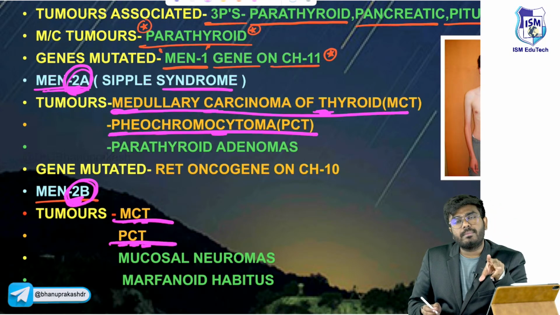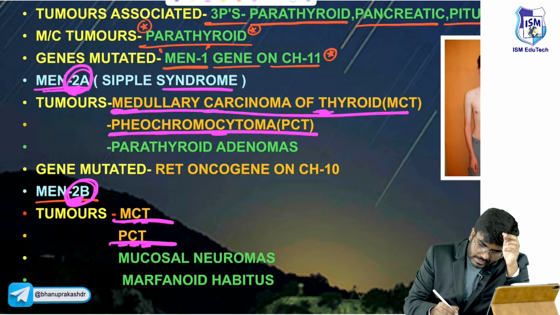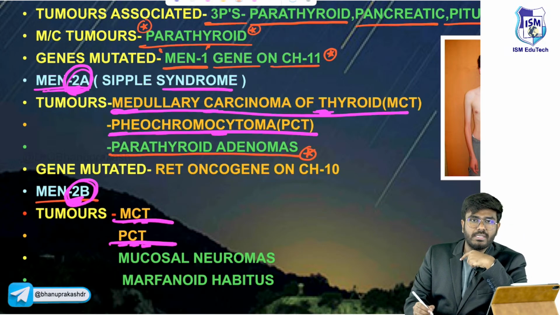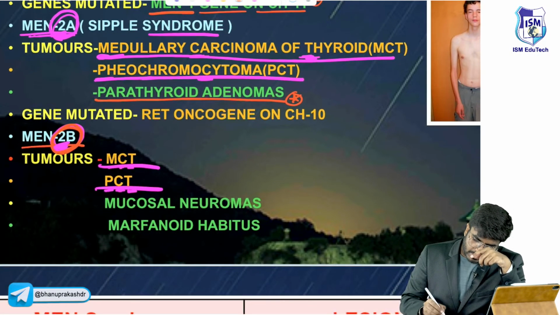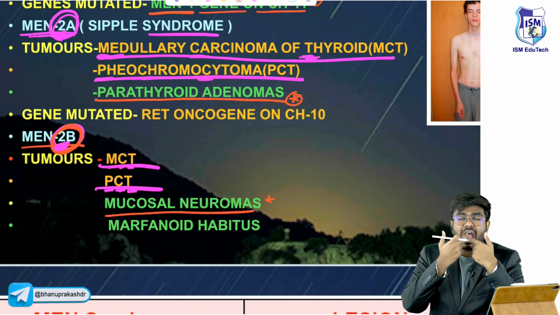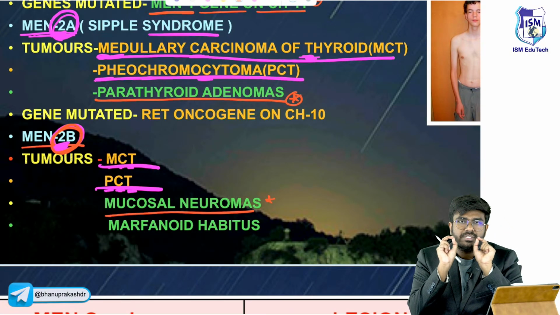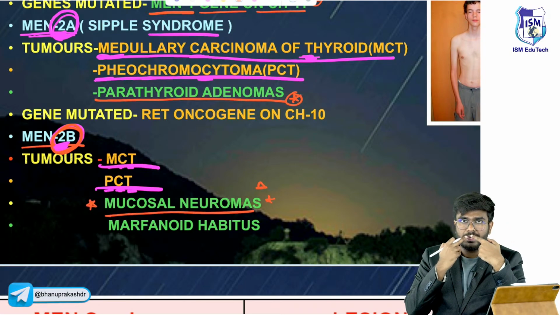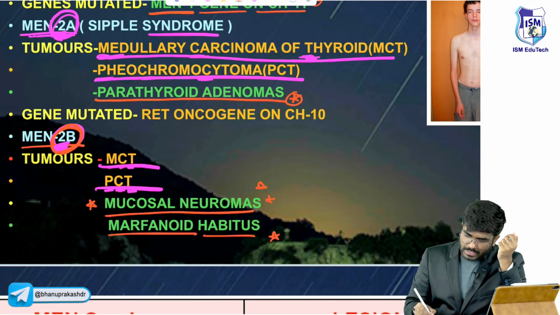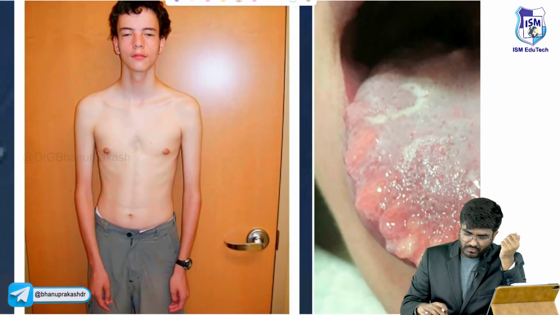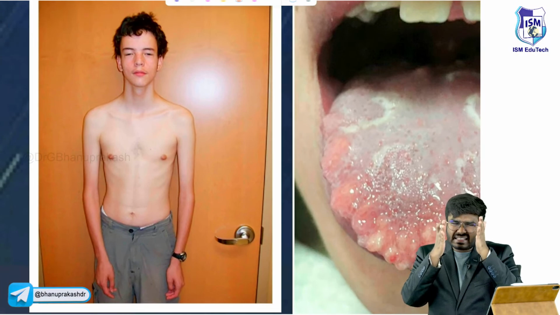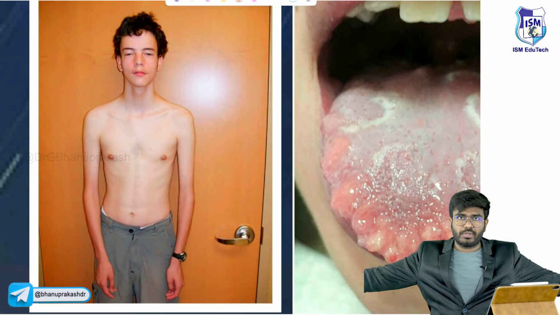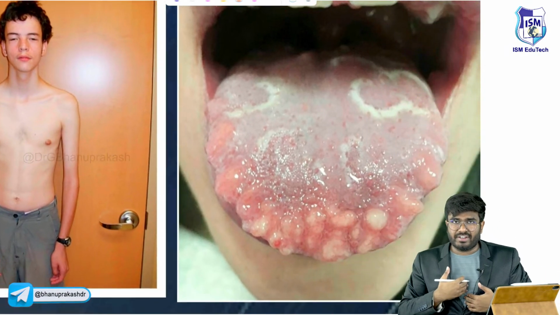Then what is the difference between MEN2A and 2B? In MEN2A, the patients are going to have parathyroid adenomas, meaning parathyroid involvement is seen. In MEN2B, there are mucosal neuromas: small tumors in the mucosa. And Marfanoid habitus: if you look at this patient, he has a Marfan syndrome-like habitus, slender, thin, tall, with long limbs. Pectus excavatum can be seen.